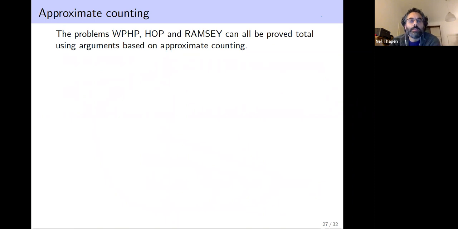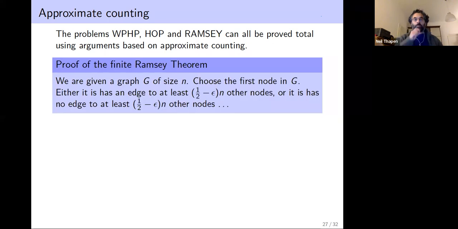So these three problems I picked out: the weak pigeonhole principle, the ordering principle, and the RAMSEY principle. We can prove all these search problems are total using arguments based on approximate counting. For the weak pigeonhole principle, this is kind of obvious because if we can do some counting, we know that 2n is bigger than n. The ordering principle is a bit more complicated. I'll skip it. And for the RAMSEY principle, we have this very well-known proof, which usually uses counting, but I just want to say approximate counting is enough.